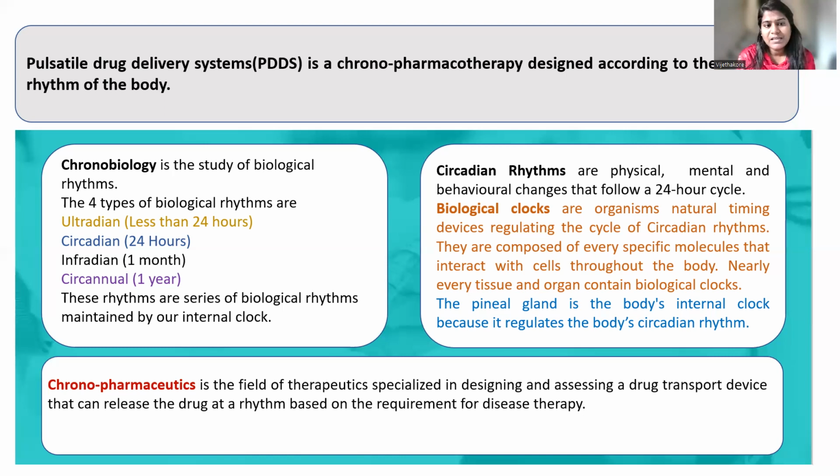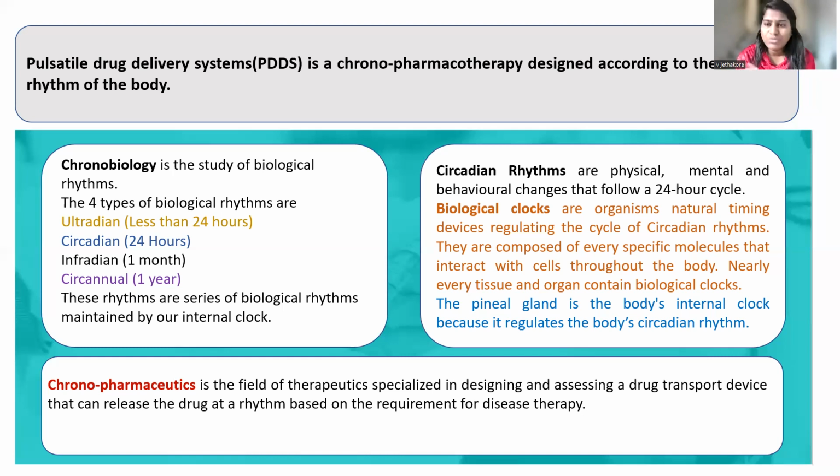And these rhythms are a series of biological rhythms maintained by an internal clock. So all these rhythms are maintained by the internal clock, and the internal clock is nothing but the biological clock. So biological clocks are organisms' natural timers which regulate the cycle of these rhythms. And if it is a circadian rhythm, it regulates for a 24-hour period.